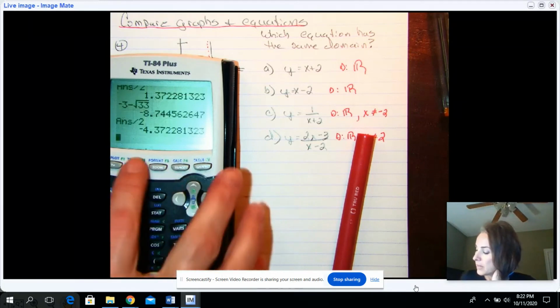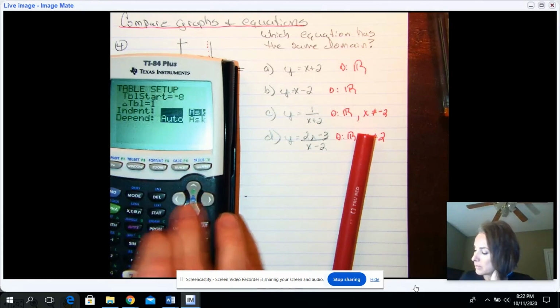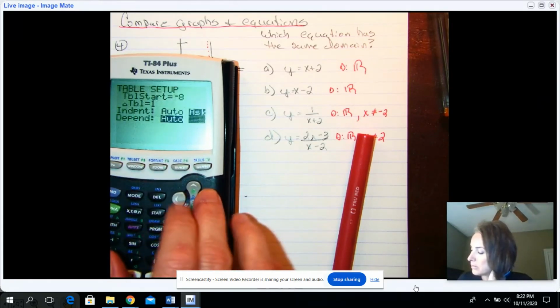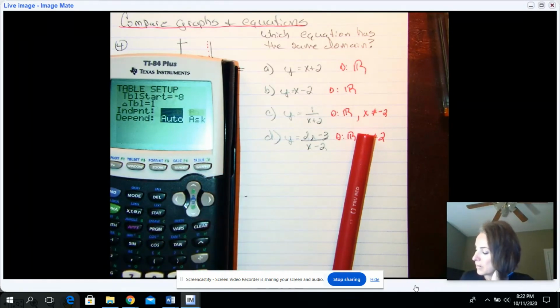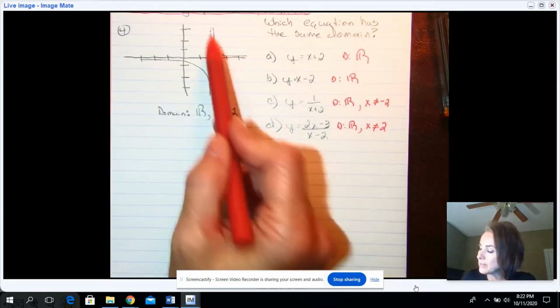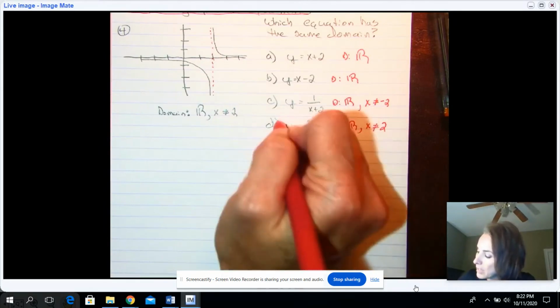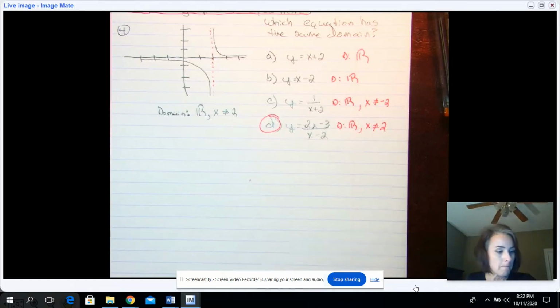So there you go. Let me put it back on auto. All right. Okay, so there we go. So this one x cannot equal 2, and on this one x cannot equal 2. So which equation has the same domain? And the answer would be D.